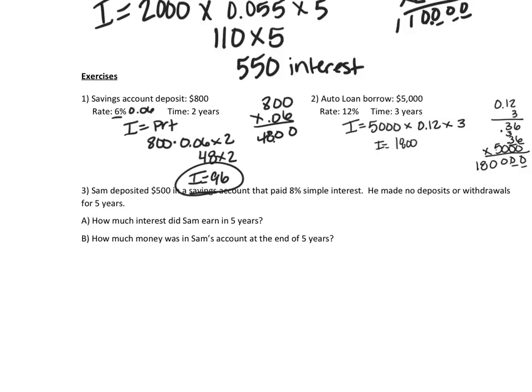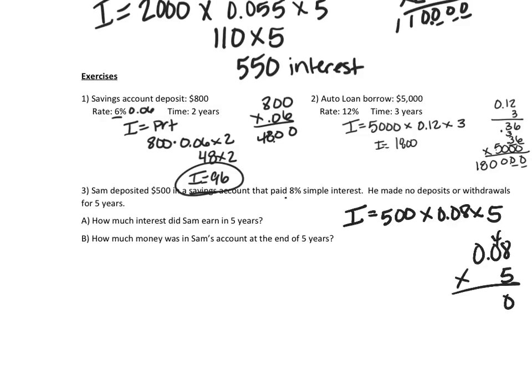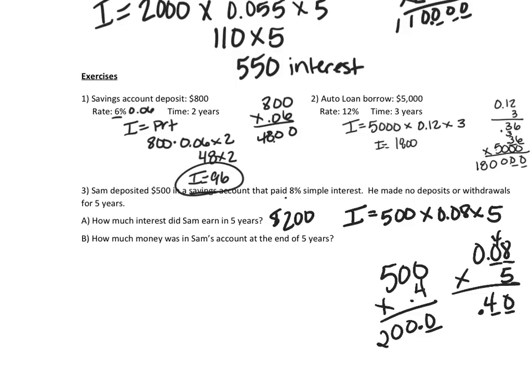Okay, Sam deposited $500 in a savings account that paid 8% simple interest. He made no deposits or withdrawals for 5 years. How much interest did he earn? So the interest would be his principal, which is $500, times his rate, which is 0.08, times his time, which is 5 years. So I would go 0.08 times 5 and get 0.4, and then 500 times 0.4. So it'd be $200 in interest. And how much money would be in Sam's account at the end of 5 years? Well, we would add the $200 to the $500, and we would get $700 total.